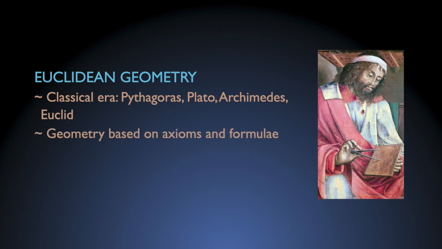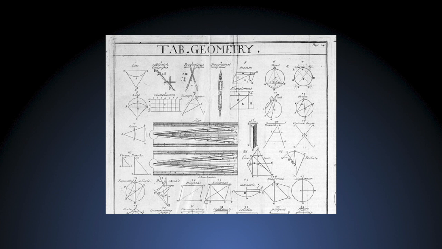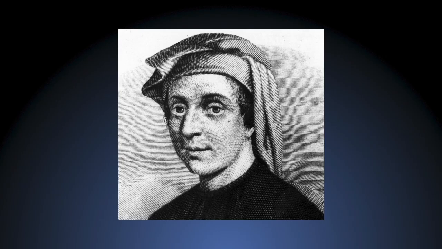So Euclidean geometry is based on axioms and formulae and describes the relationship between numbers and triangles and cubes and spheres. And there is a transcendental elegance to Euclidean geometry. It's not hard to see why Galileo is so impressed. But that doesn't tell the whole story. For mathematics to truly be the language of the universe, it would also need to apply to the many irregular forms we see around us, not just simple objects like triangles and cubes, which on the face of it are purely man-made. And that's where this man enters the story.